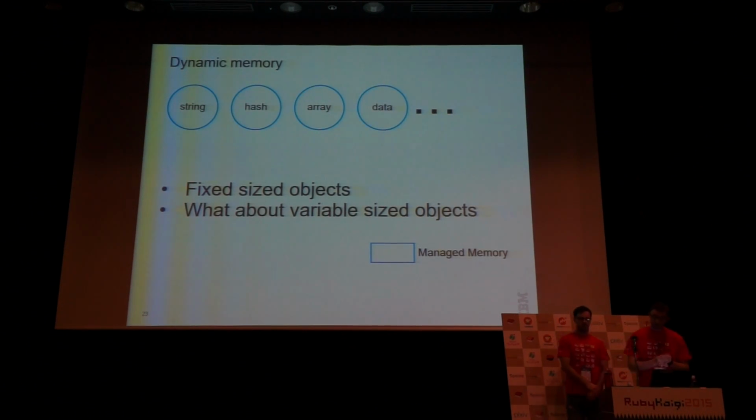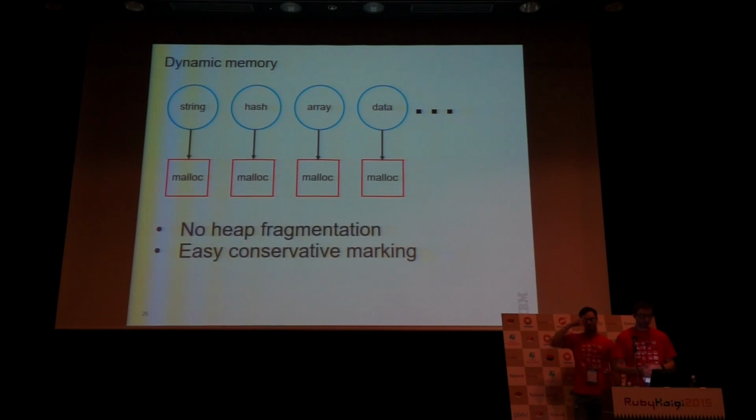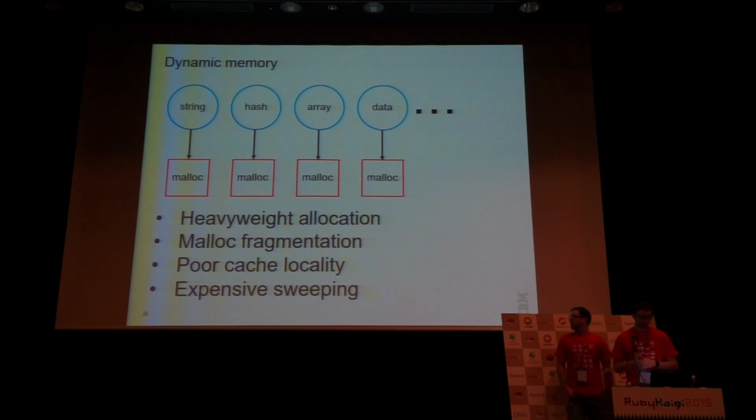The next thing we notice is that objects in Ruby are a fixed size of 40 bytes. Obviously, Ruby objects must be larger than that if you have a big string or array. So Ruby needs a strategy to deal with these larger objects. It does this by mallocing any additional space needed for large objects. Now, the advantage of this is that the managed heap has no direct memory fragmentation, and it makes conservative marking easy. There are some downsides, though.